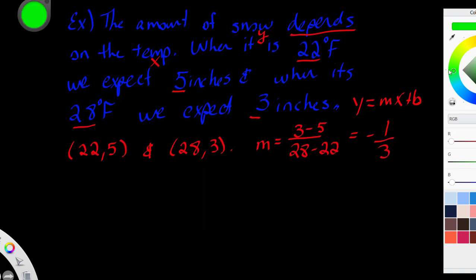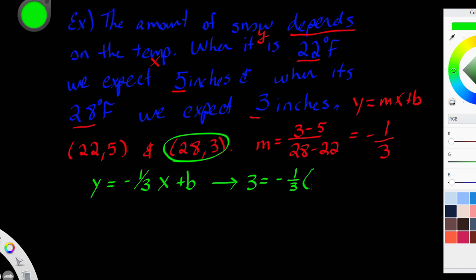Now, just like last time, when we go to find the y-intercept, we're going to have y equals negative 1/3 x plus b. And we can choose any point in this case to plug in. I'm always a fan of choosing the second point. I don't know why, but I am. So if we plug the y in, we're going to have 3 equals negative 1/3 times 28 plus b. That's going to give us 3 equals negative 28 over 3 plus b.